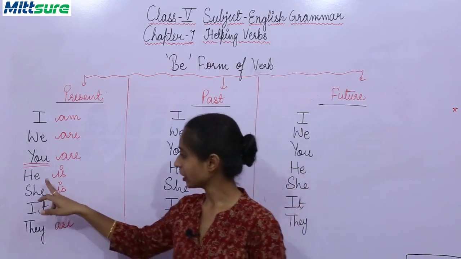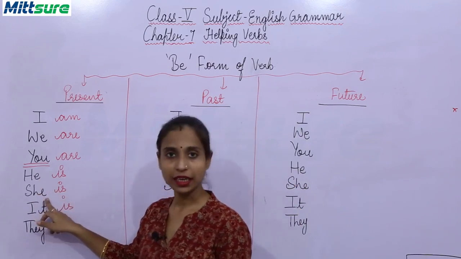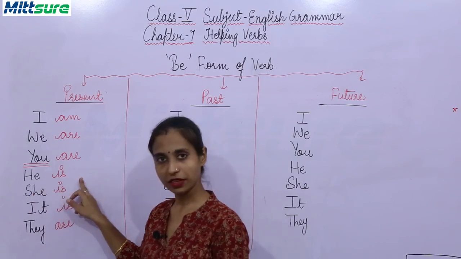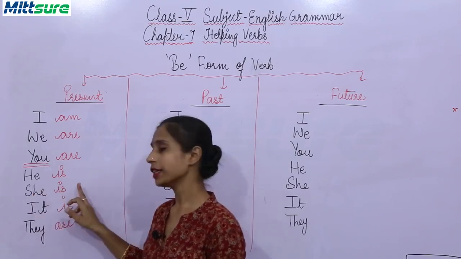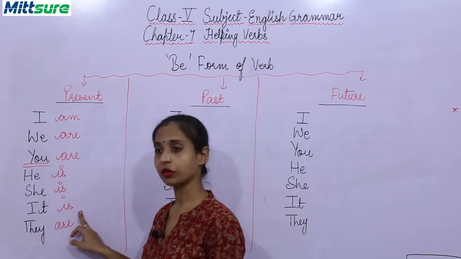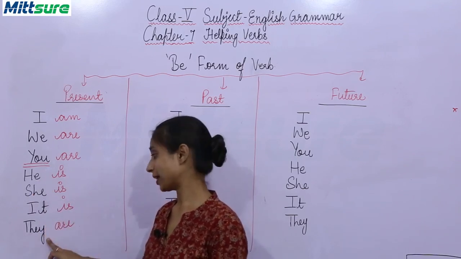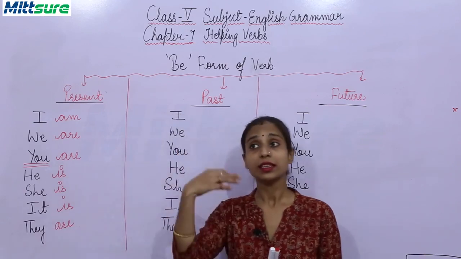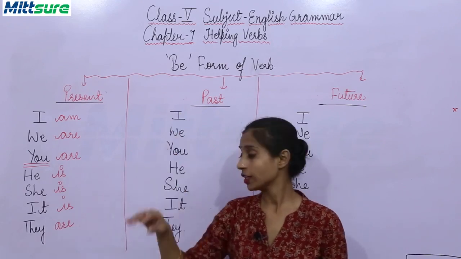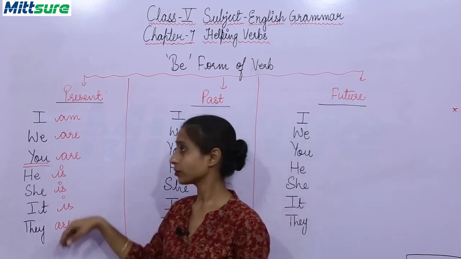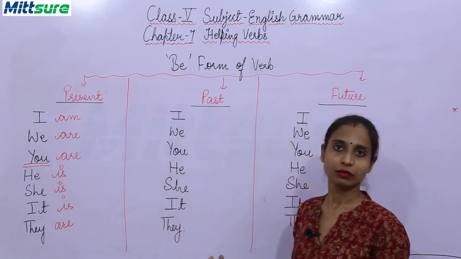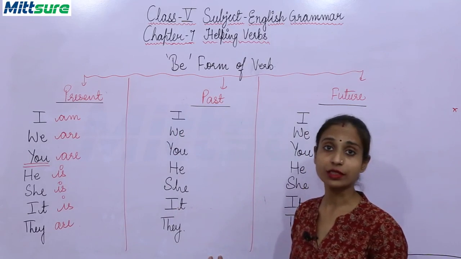Fine? He and she, they are singular persons. He is, that is why we are using is, she is. It, again singular, so we are using is. They is a plural third person pronoun. Fine, so we are using are. Clear to you? Now let's move upon the past tense, that is was, were.